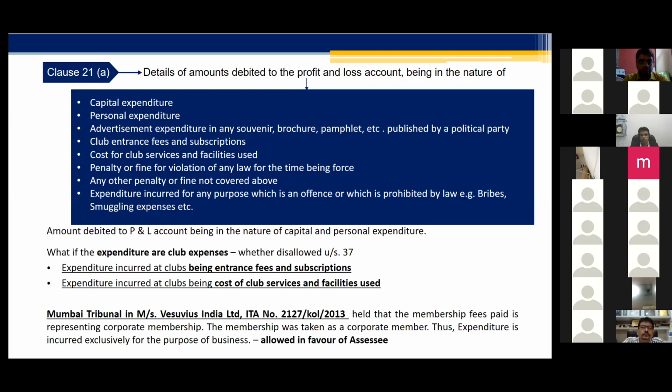Then there is another item: penalty or fine for violation of any law for the time being in force. So if any penalties are being paid, this has to be covered and reported over here. Interest will not be included in the penalties. The penalties prescribed in the particular act will only be covered and reported.